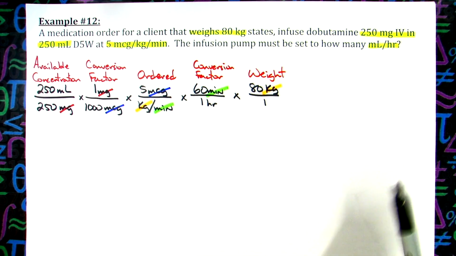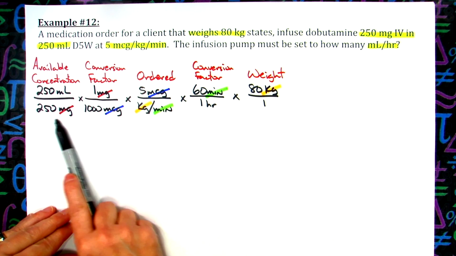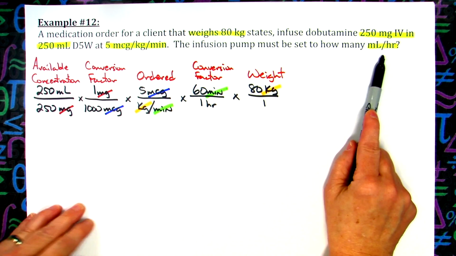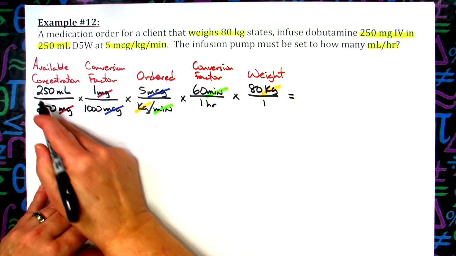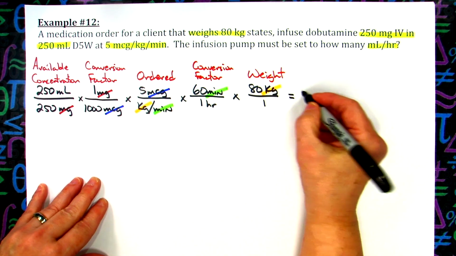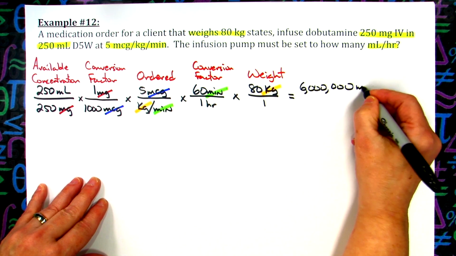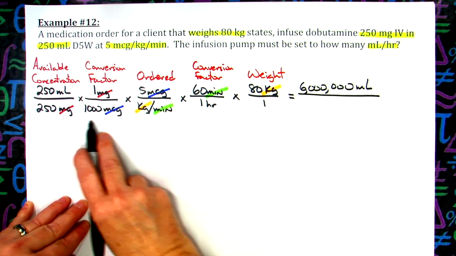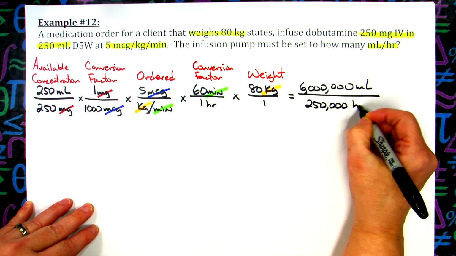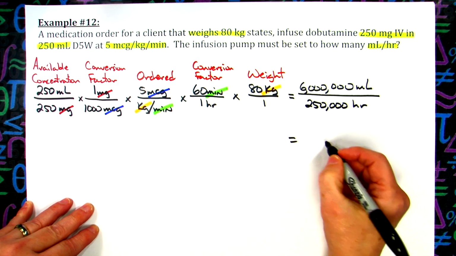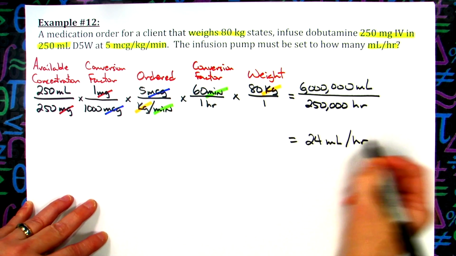Okay, now at this point, I think I'm done, so I'm going to go through and I'm going to check. The only label on top is milliliters. The only label on the bottom is hours. Question asks for milliliters per hour, so then that's how you know you are done. Take a calculator, multiply all those numbers across the top. You're going to get 6 million. And the only label there on top is the milliliters. Okay, multiplying the numbers there on the bottom, you're going to get 250,000. And the only label on the bottom is hours. So when I divide that out with the calculator, it's going to come out to be 24 milliliters per hour.